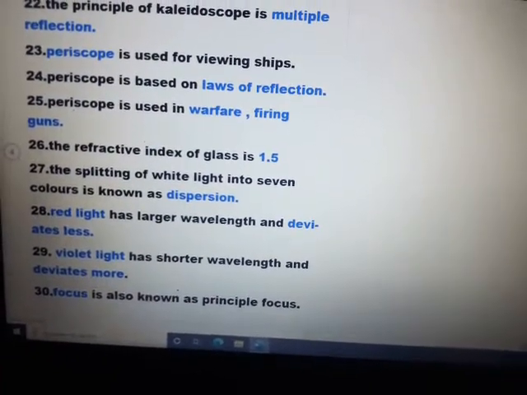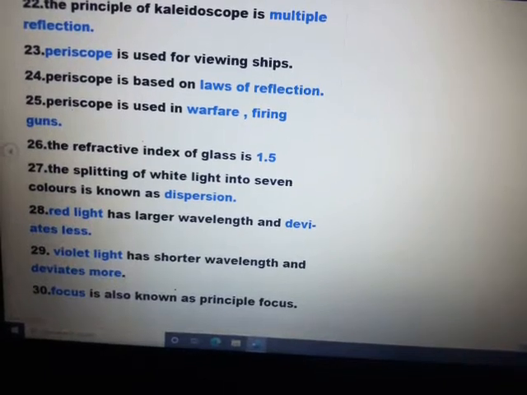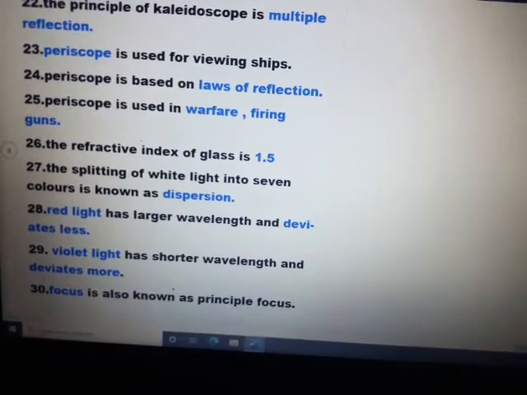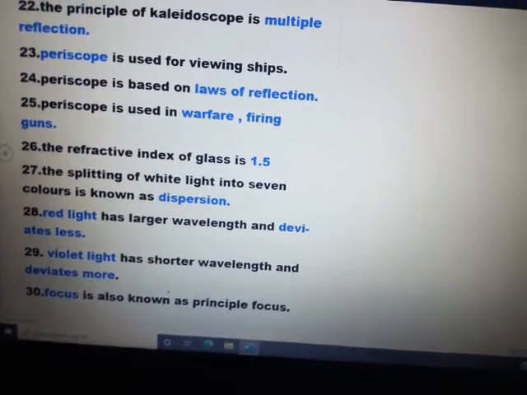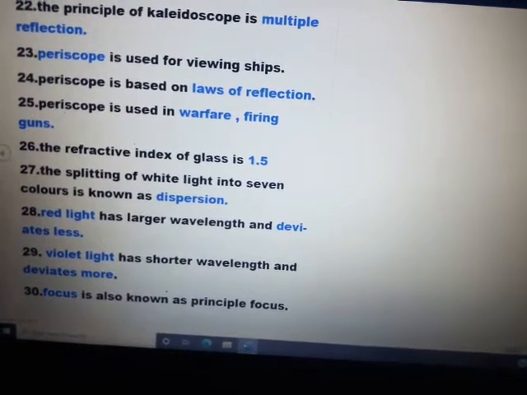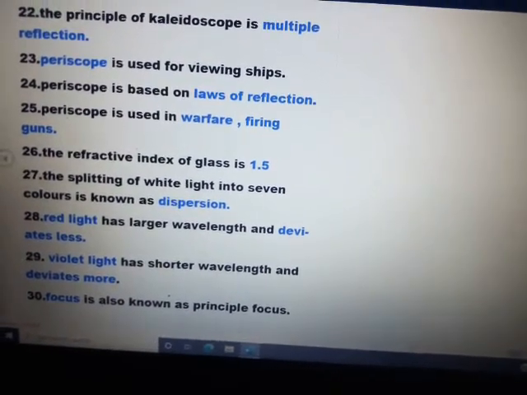Periscope. 24th, periscope is based on dash. It is based on the principle of law of reflection. 25th, periscope is used in dash. It's used in warfare, firing guns, etc. and it's also used in endoscope.